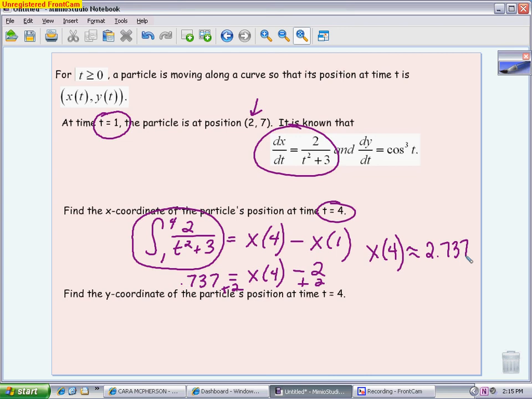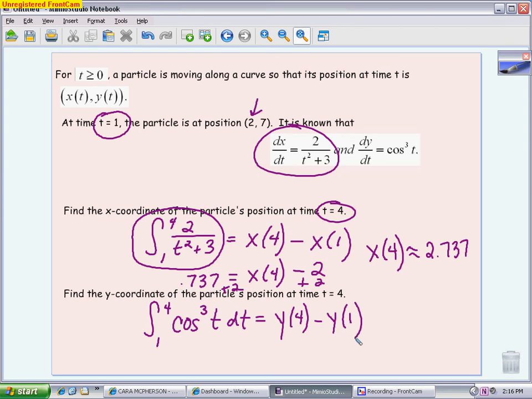The next piece is asking you to do the exact same thing, but now we're finding the y-coordinate. So we're going to use dy/dt, and we're going to use the information about the y-coordinate of the position. So it's going to start off very similar. We're going from 1 to 4 again because I know what's happening at 1 and I want to know what's happening at 4. We are setting up my integral as cosine cubed of t. And when I do that, I'm going to get the y-coordinate of the position at 4 minus the y-coordinate of the position at 1.